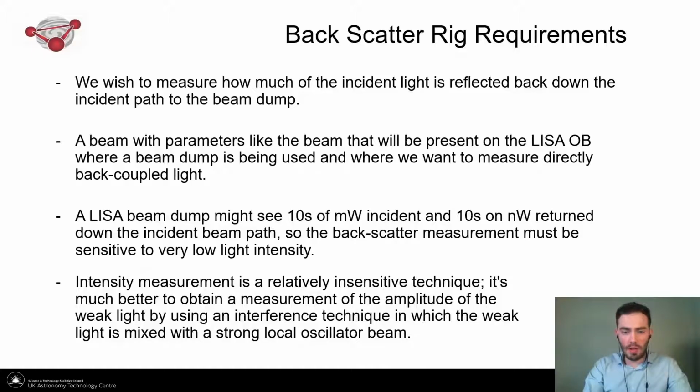An intensity measurement is a relatively insensitive technique. It's much better to obtain a measurement of the amplitude of the weak light by using an interference technique in which the weak light field is mixed with a strong local oscillator beam. So the backscatter rig will use optical heterodyne interferometry.